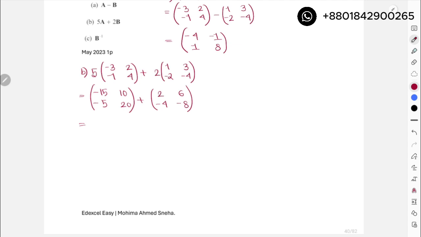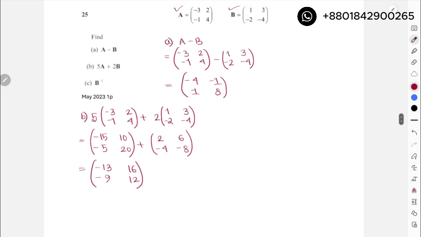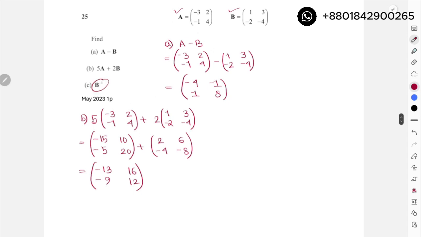Minus 15 plus 2 is just going to be minus 13. 6 plus 10 is going to be 16. Minus 4 minus 5 is going to be minus 9. And 20 minus 8 is just going to be 12. So this is what you get after the multiplication and addition. After this, they're asking you for the inverse.